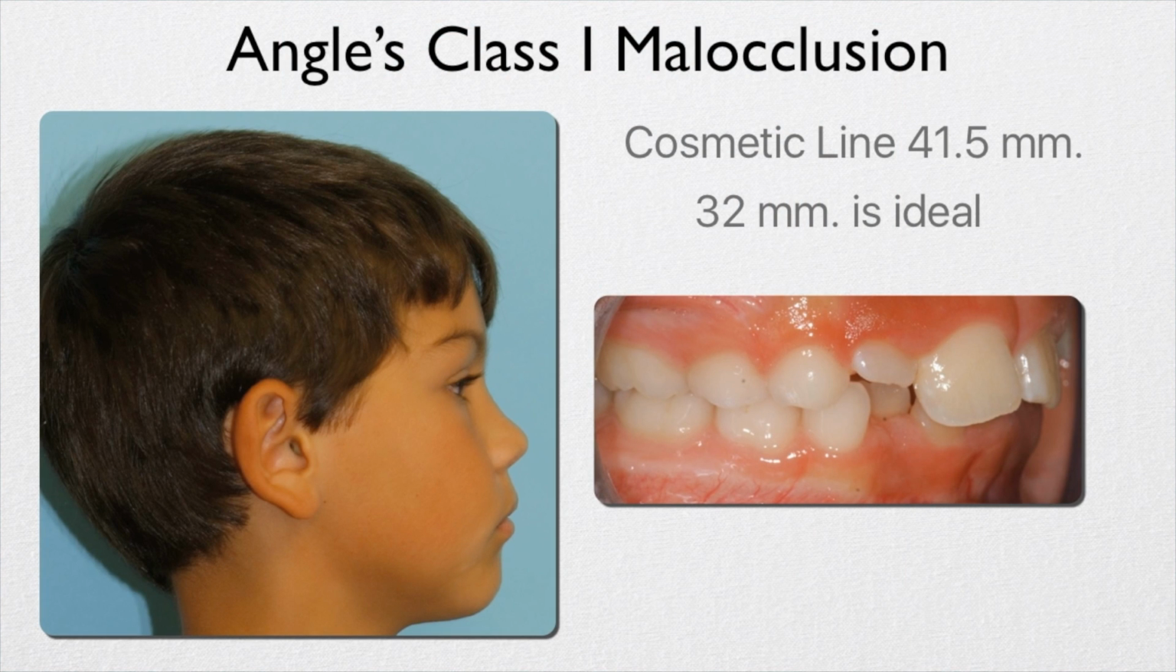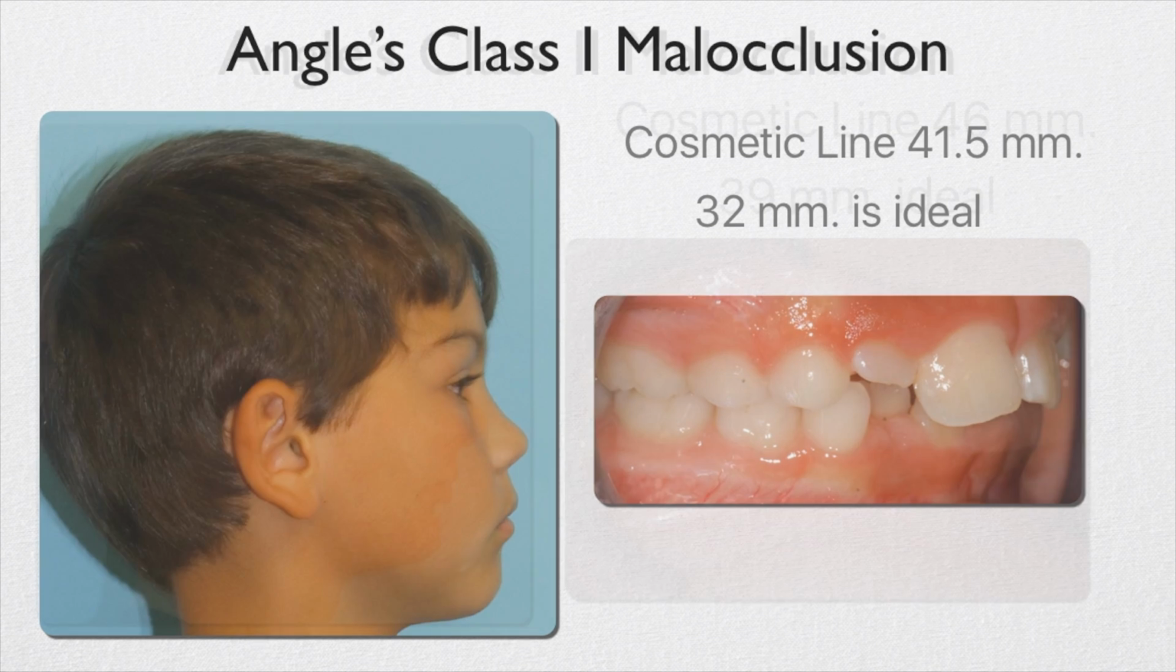Let's look at a patient with an angle class 1 malocclusion, and you see that he has some crowded teeth. His Cosmetic Line is 41.5 millimeters, and at his age it should be 32. So you can see how far back his face really is, and this is a class 1 occlusion. So people say class 1 occlusion is normal. Well, yes and no. His facial balance is already back from where it really should be, and the orthodontist looks at it and sees the crowded teeth. There's much more to do than just take care of the crowded teeth.